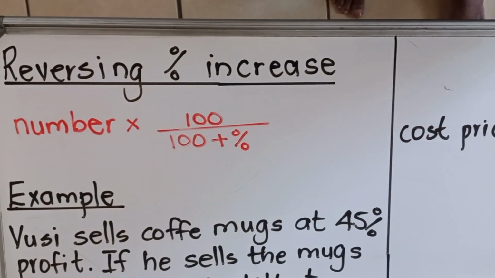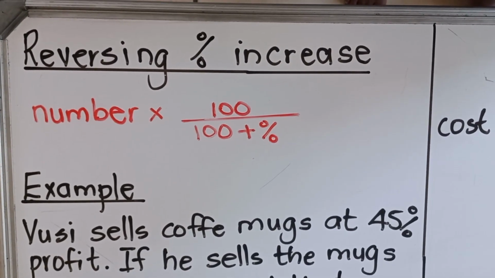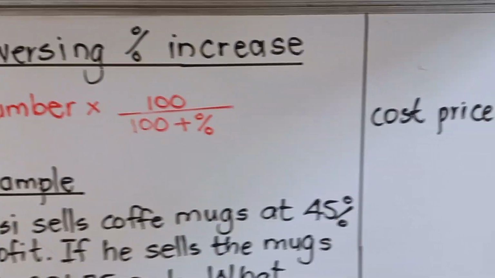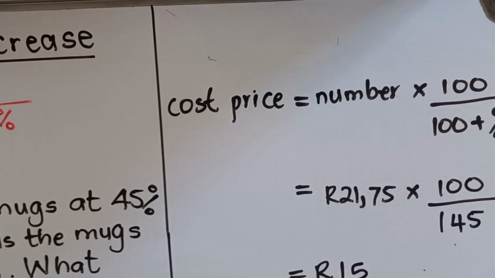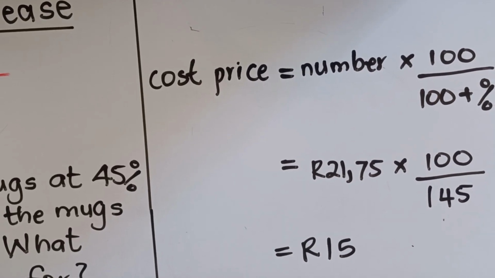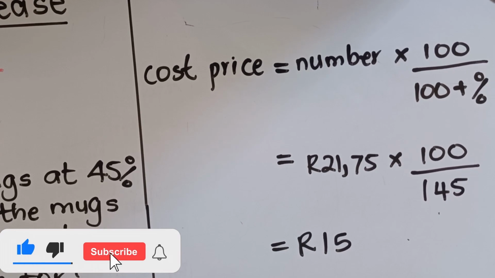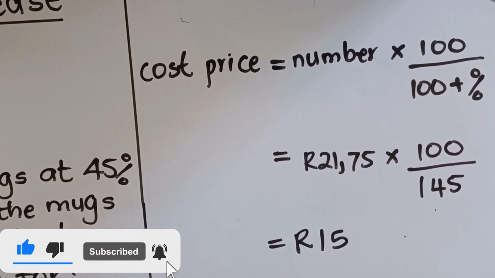You really need to read the question properly and see what they want. Are they asking you the selling price? Are they asking you the cost price? In our next video, we're going to do percentage decrease, where the item, for example in a sale, will decrease in price by a particular percentage.